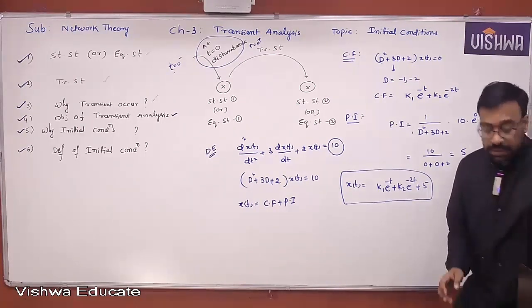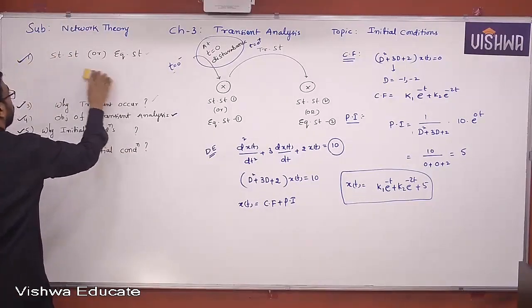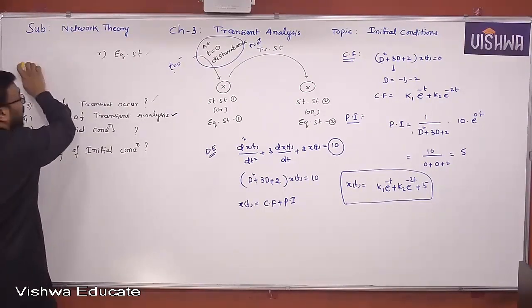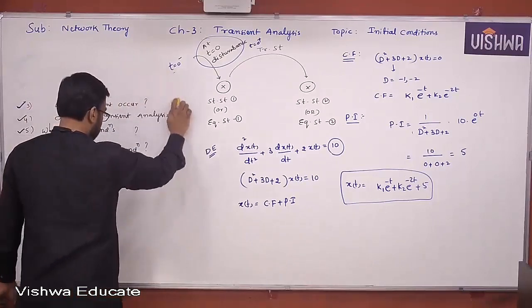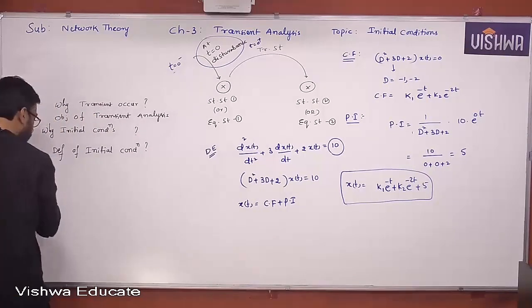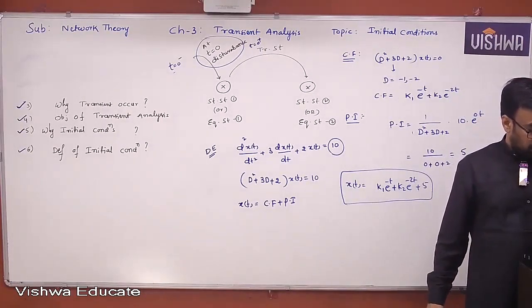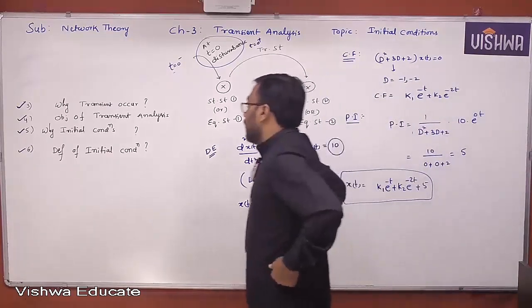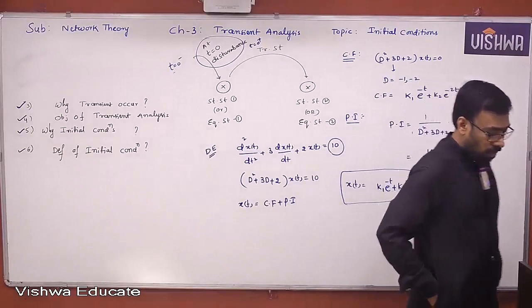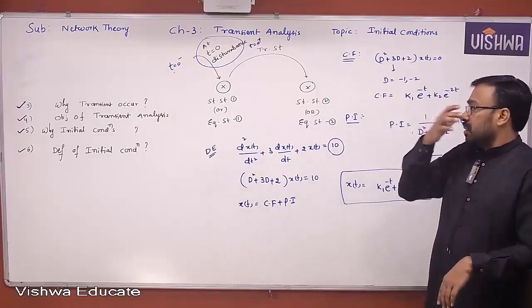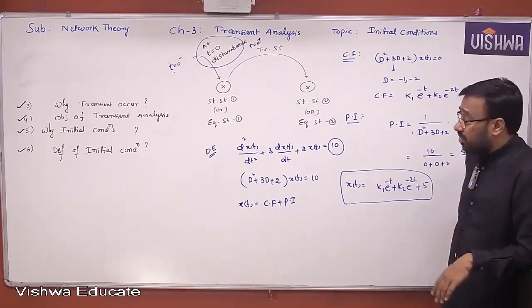Next, transient state. A system is said to be in transient state if its output response changes with respect to time before it reaches the next equilibrium state. That is called transient state.